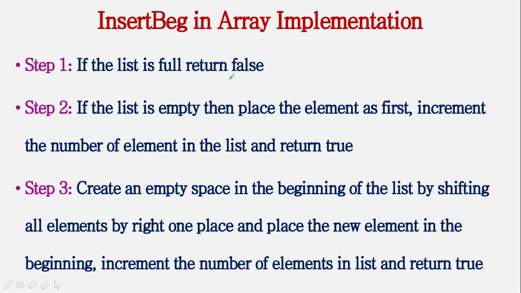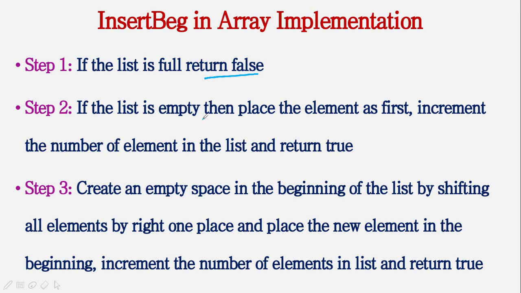We are going to communicate whether the insertion was successful or not, because there is a chance of failure. We use the return value for communicating that. In the case of the list being full, it is a failure, so we have to return false. And if the list is empty, this is a special case that is taken from the perspective of the algorithm. We will see whether we have to take this as a case while implementing.